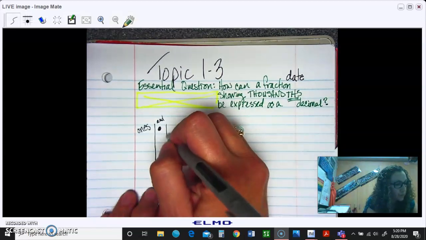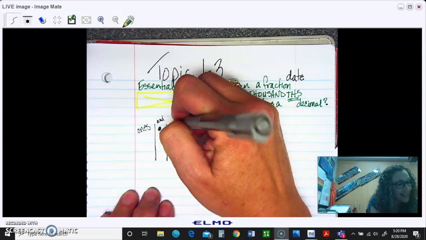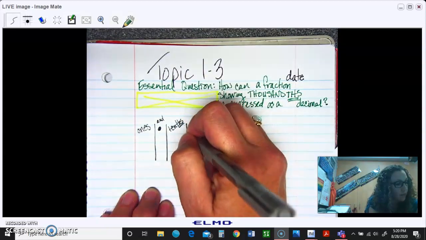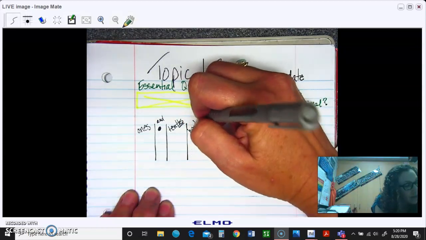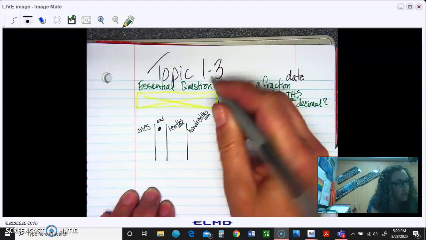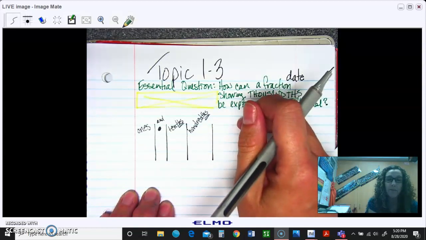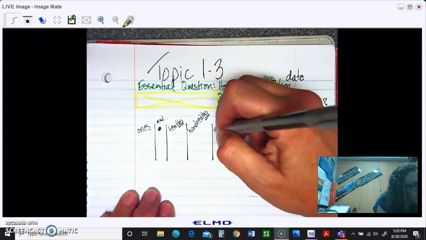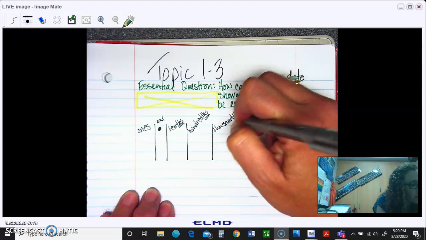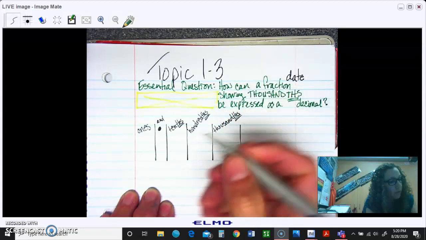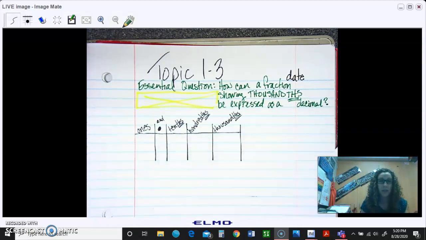Okay, then we have the tenths position, and we have the hundredths position, and this is what we had for 1-2. Now we're going to add thousandths. Okay, thousandths. Okay, now if you look at the place value chart that is on the other side of your whiteboard, you'll see that it is there.